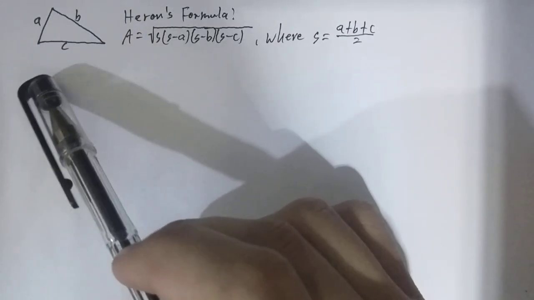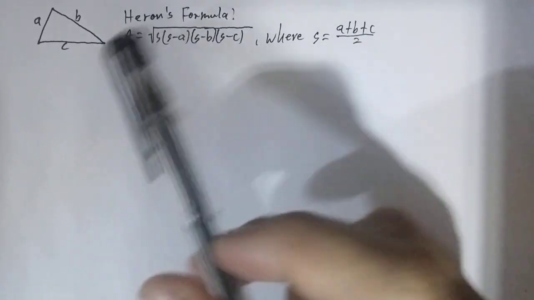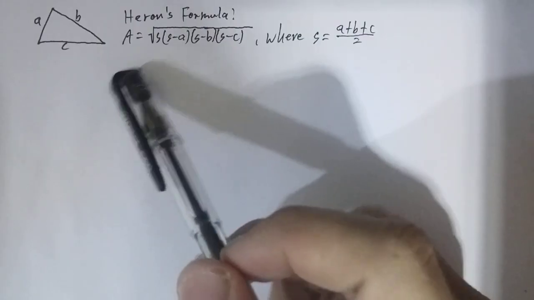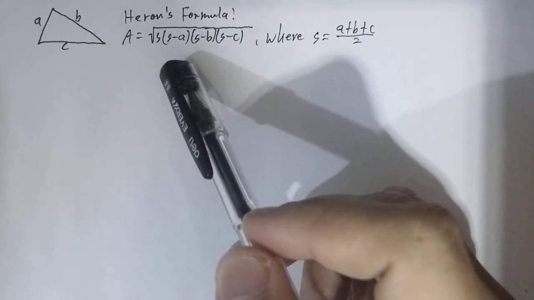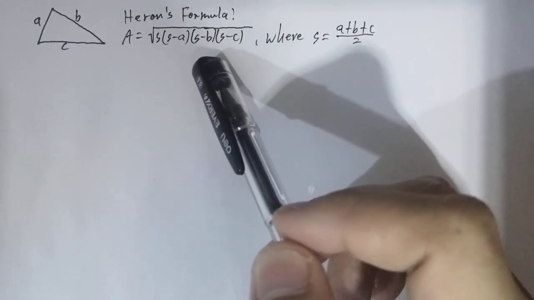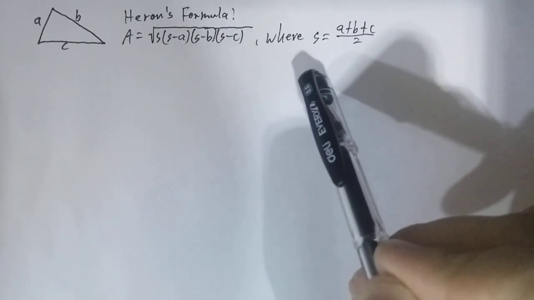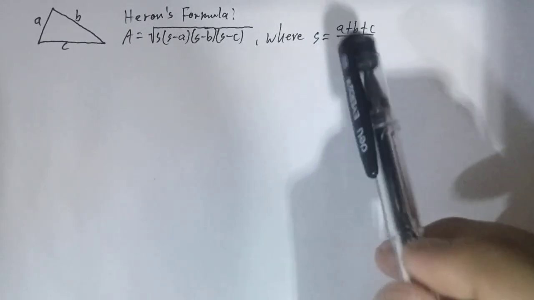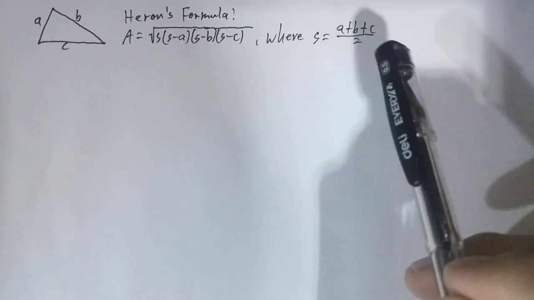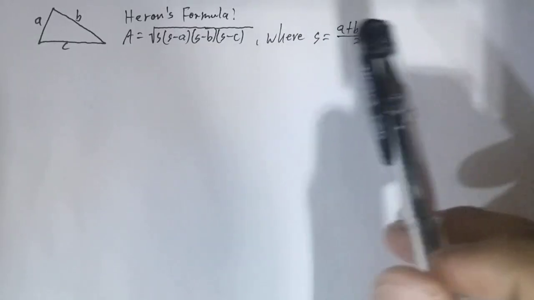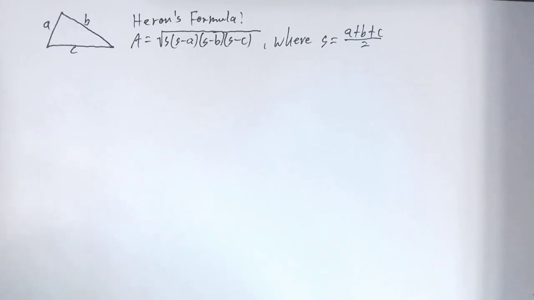Suppose we have a triangle with side lengths A, B, and C, then according to Heron's formula, the area of this triangle is equal to the square root of S multiplied by quantity S minus A, multiplied by quantity S minus B, multiplied by quantity S minus C, where S is known as the semi-perimeter and is equal to A plus B plus C all over 2, in which the semi-perimeter is just basically half of the triangle's perimeter. Now, what is so special about Heron's formula?